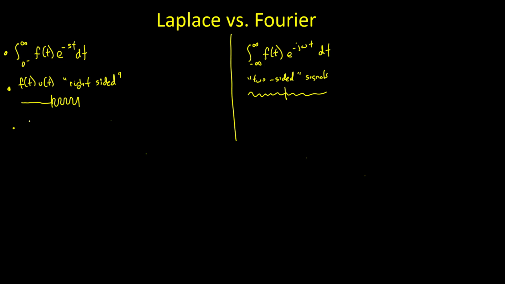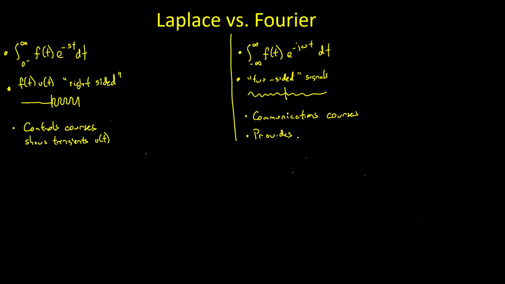You find the Laplace transform prevalent in controls courses. It shows transients that are caused by the startup of a u of t. So it shows the transients caused in a step function. The Fourier transform is more common in communications courses. Let me just point out the bullets on these sides. It provides intuition about the frequency content of signals.